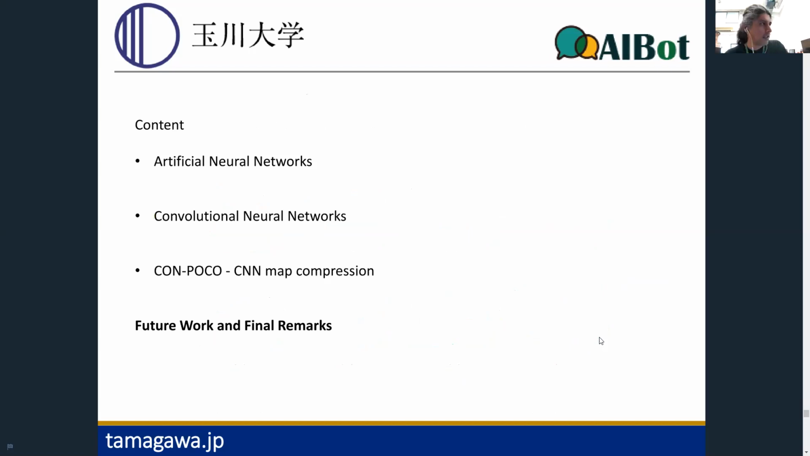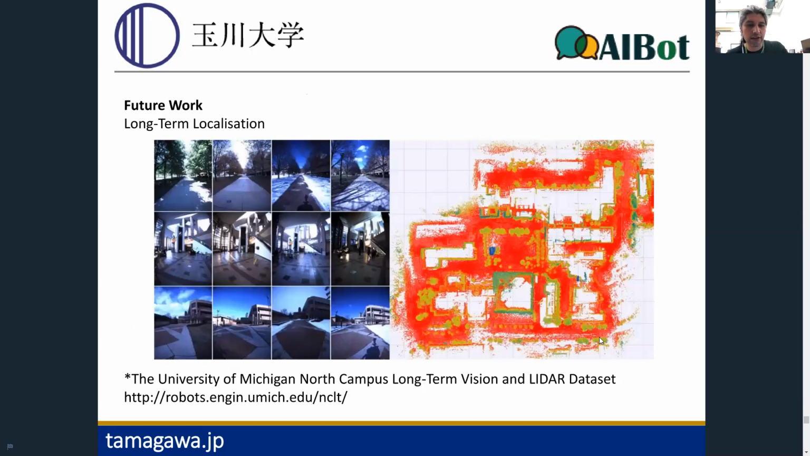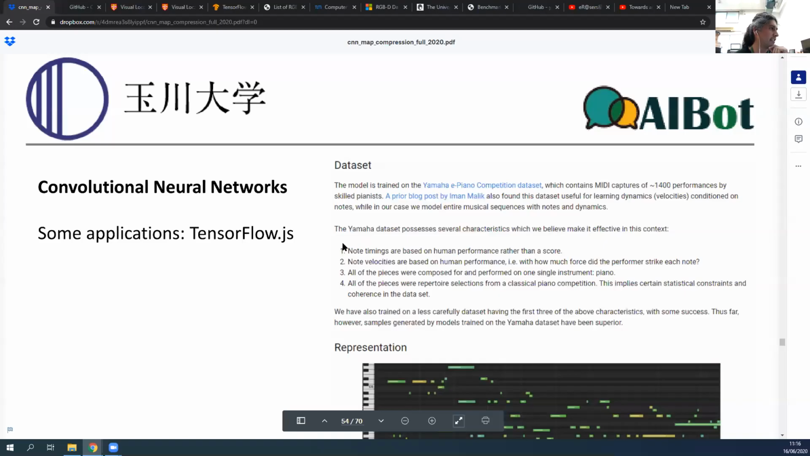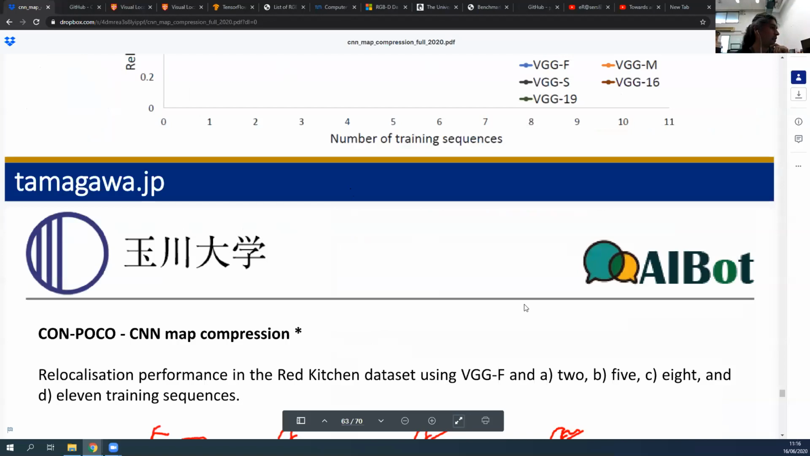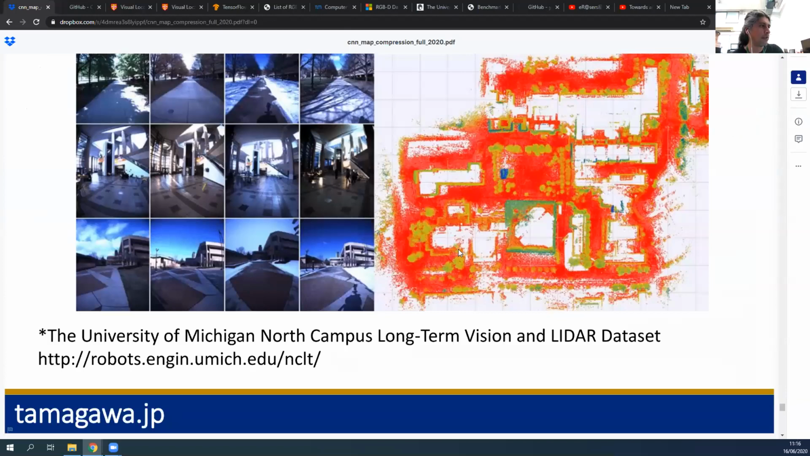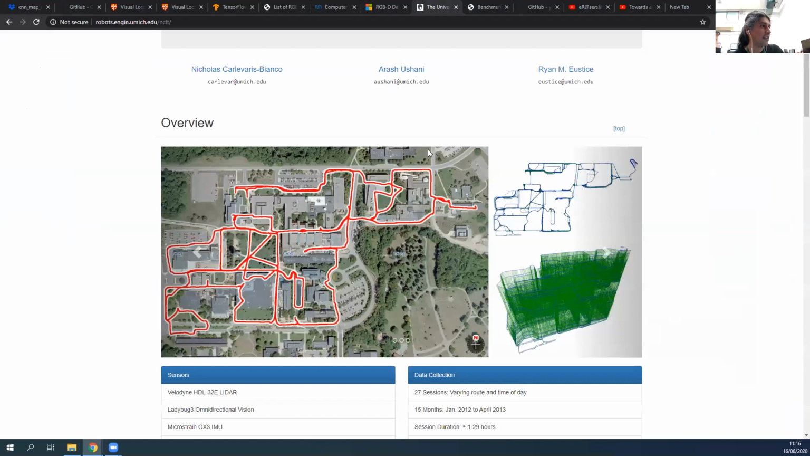So for future work, I want you to introduce these datasets again. We have more and more data here. So this is the University of Michigan North Campus Long-Term Vision and LiDAR dataset. This dataset consists of a mobile robot moving around a big campus over a whole year. Here we have 27 seasons. So they change the route, they change the day, the hour, and everything.